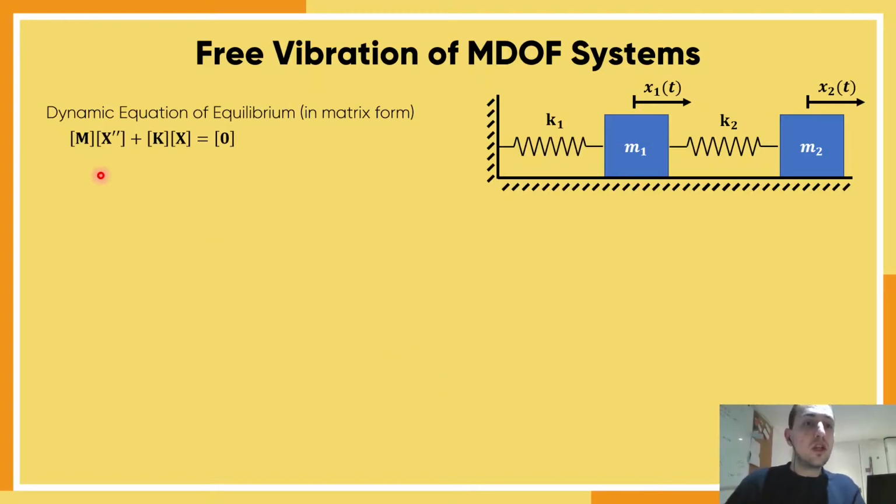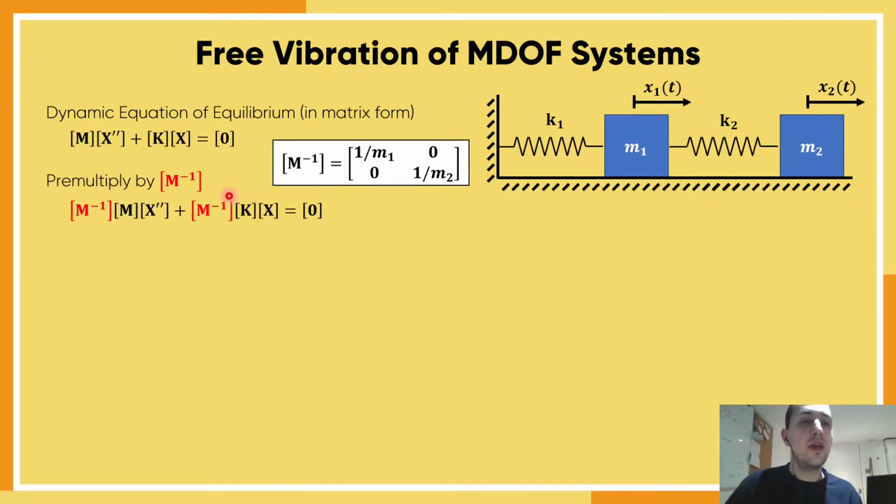If we start with the dynamic equation of equilibrium in matrix form, remember that this is the form that has the coupling of the two motions, so that's not what we're trying to do. We're going to do some tricks to see if we can simplify this equation or make it more useful. The first thing we're going to do is pre-multiply this equation by the inverse of the mass matrix. In this particular case, the inverse of the mass matrix, or the inverse of any diagonal matrix, is just 1 over the terms of the diagonal.